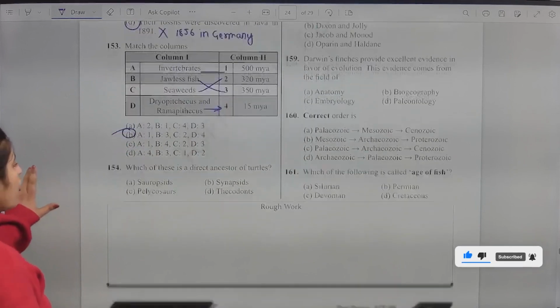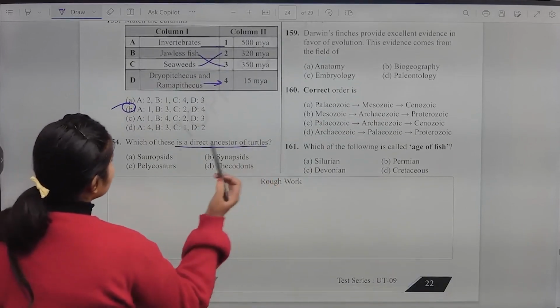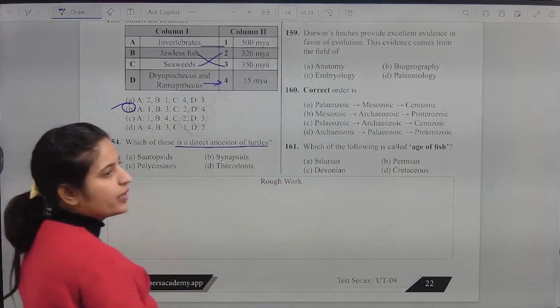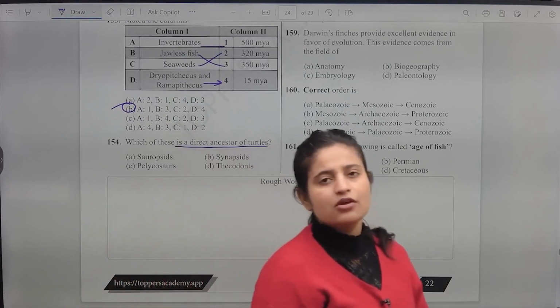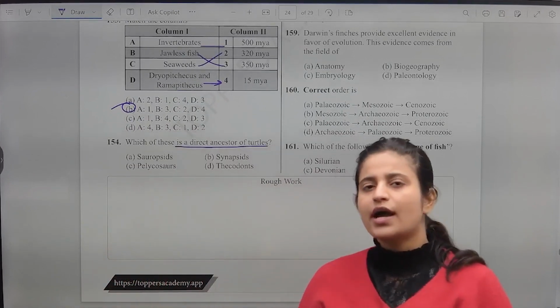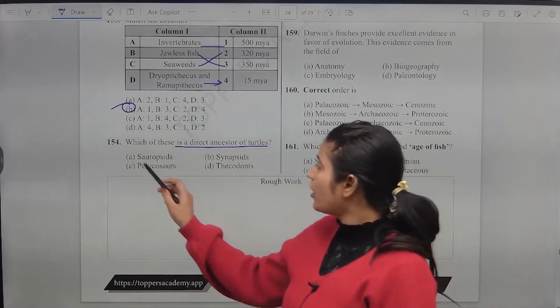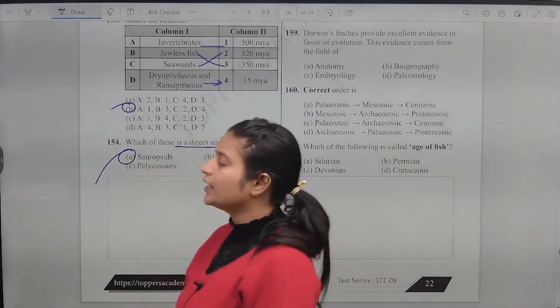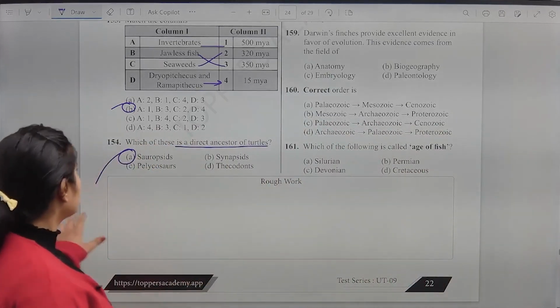Next is, which of these is the direct ancestor of the turtles? Very common. From the sauropsids, your turtles, your crocodiles and all, they all arise. The correct answer is sauropsid.